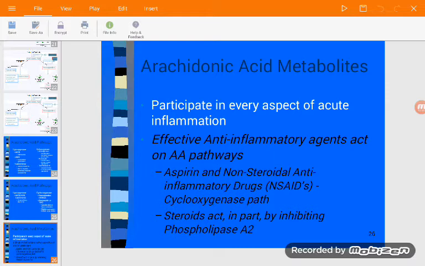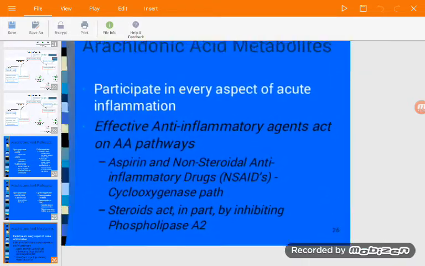Arachidonic acid metabolites participate in every aspect of acute inflammation. They are the main mediators in acute inflammation. Cyclooxygenase can be inhibited by aspirin and non-steroidal anti-inflammatory drugs like ibuprofen and diclofenac sodium. Steroids will inhibit all the common pathways, since they inhibit the phospholipase A2 enzyme.